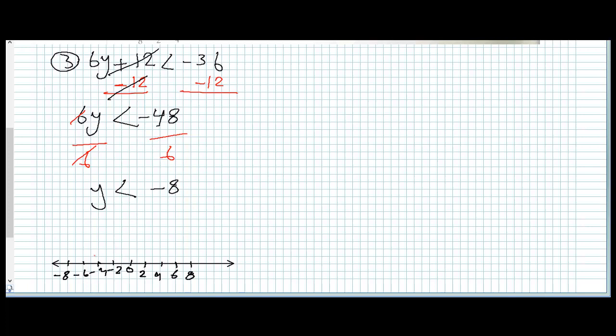Then I will go to negative 8 and draw an open circle. Why an open circle? Because here we don't have equal. And then y is all the numbers smaller than negative 8. All the numbers smaller than negative 8. So I will make a line. We'll go to the smaller than negative 8 like this. Then I will shade down. Next question.